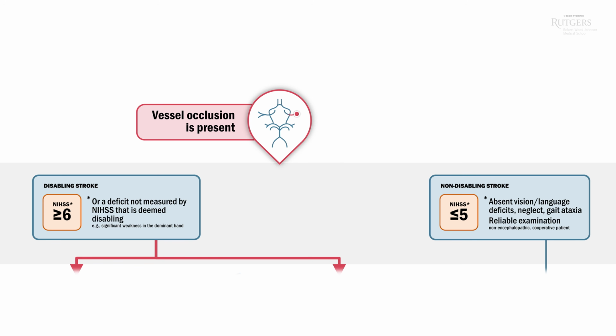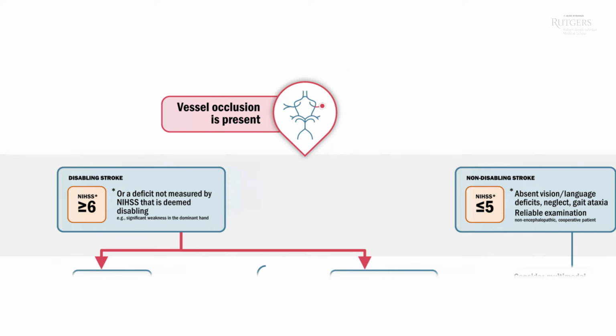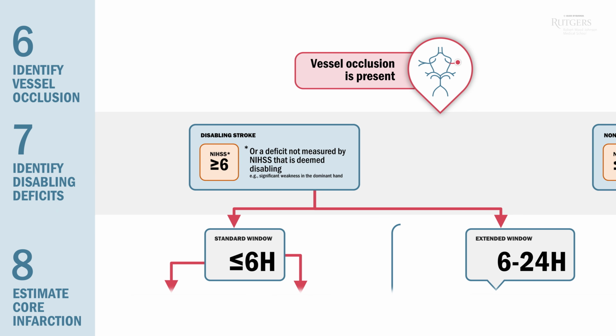And finally, if a patient is encephalopathic or otherwise cannot assist in the examination, you won't be able to reliably exclude disabling deficits. Okay, let's assume the deficits are disabling. For example, a patient has a left M1 occlusion and presents with right hemiplegia, aphasia, left gaze deviation, and right field cut. Should we offer acute stroke therapies? And which therapies? Well, the success of our interventions depends on how much viable brain tissue there is left to save. We start by estimating core infarction.